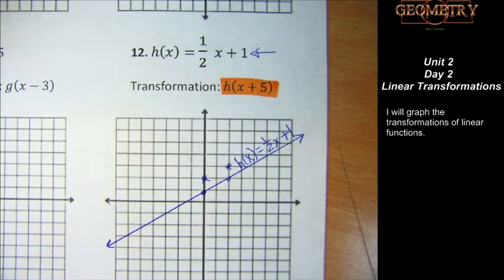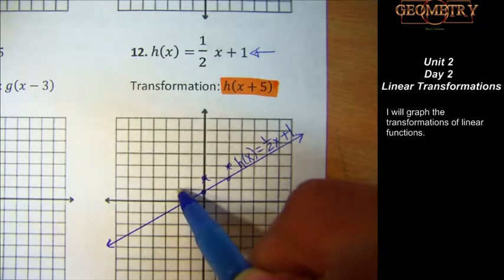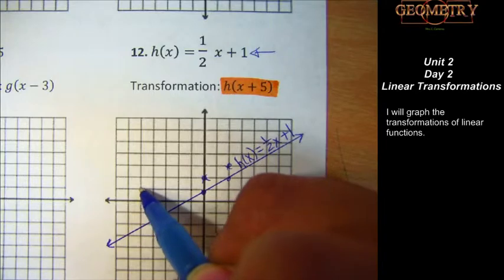All right, here's how we're going to do this. Grab any point that's on this line. I'm going to use this one, and I'm going to count to the left 5 places. 1, 2, 3, 4, 5. I'm going to put a point there.